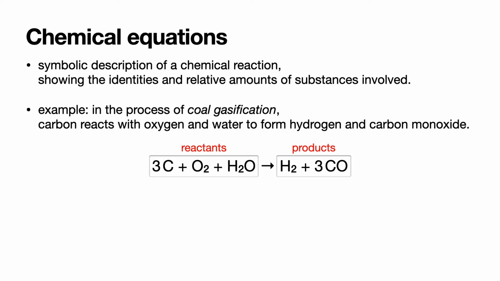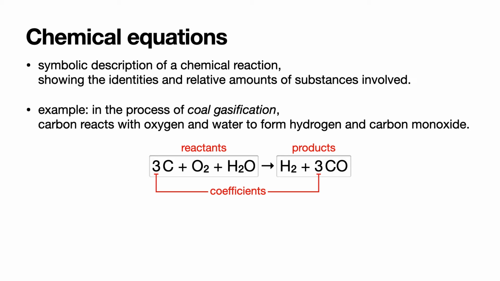These multipliers are called the coefficients of the substances, and they indicate the relative amounts of reactant and product that are participating in the reaction. Substances that don't have a written coefficient are understood to have a coefficient of 1.